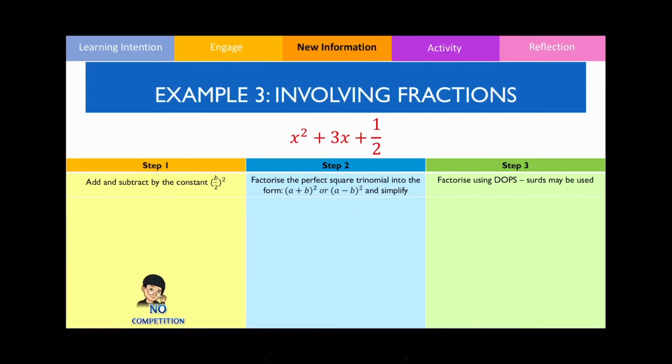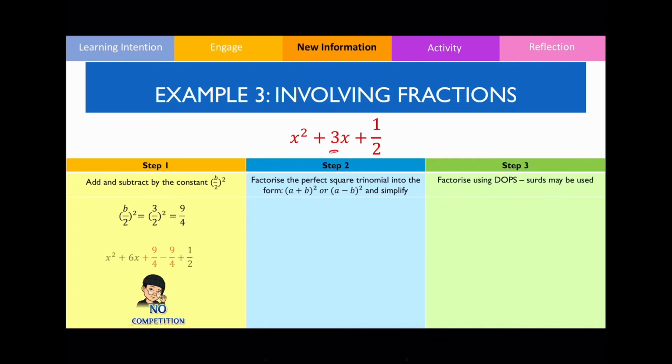Let's now look at an example where we're going to be dealing with fractions. We're still going to apply the exact same steps. I'll take the value of b, so 3 in this case, divide it by 2, and then I'll whole square. So 3 squared is equal to 9, 2 squared is equal to 4, so it's going to be 9 on 4. I'll therefore add and subtract 9 on 4.